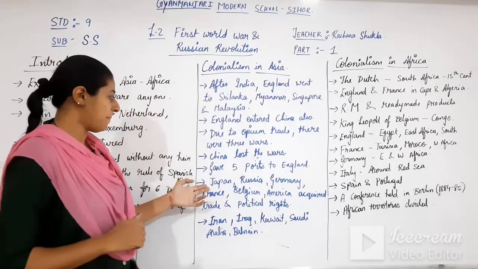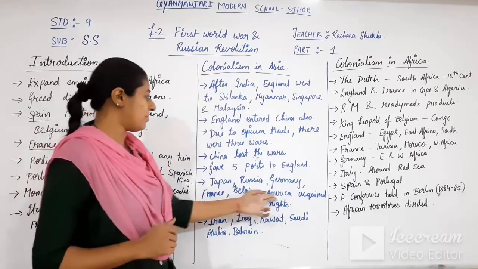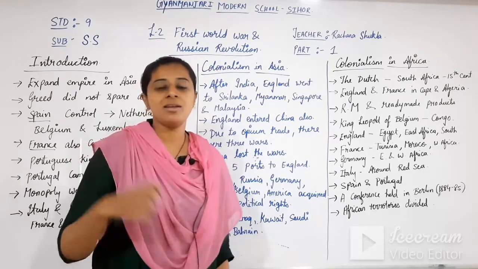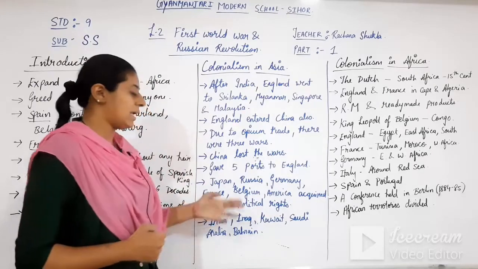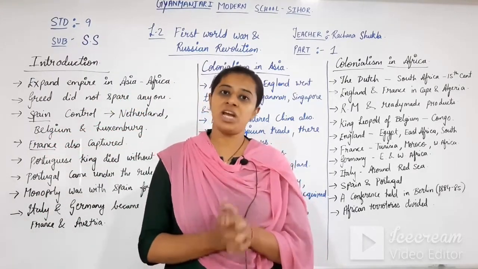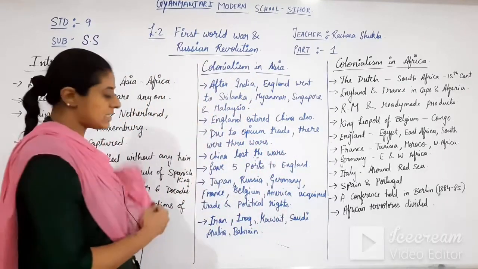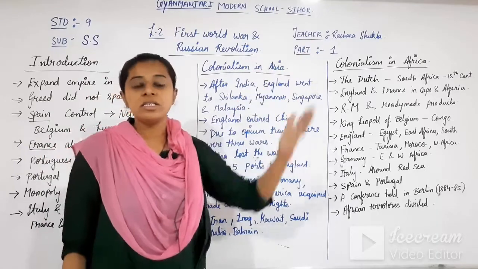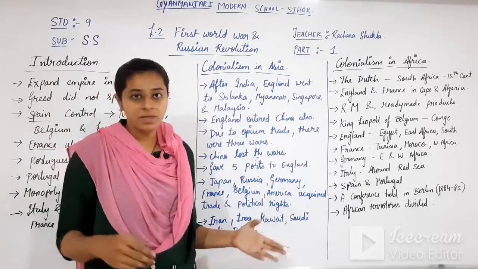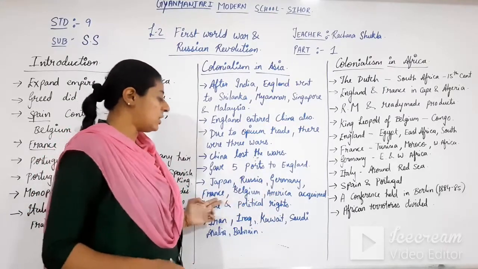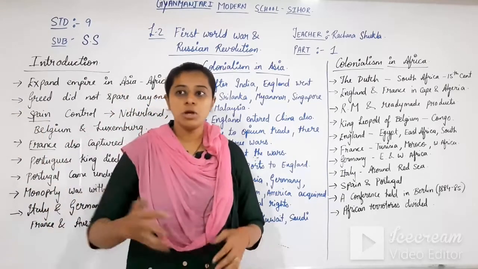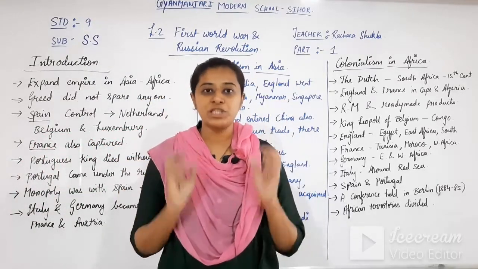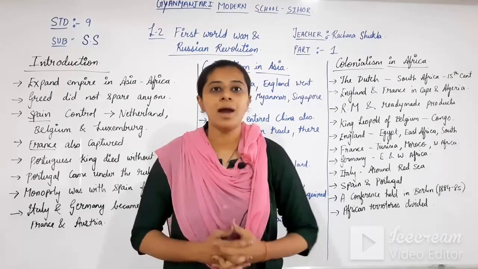Then what happened? Japan, Russia, Germany, France, Belgium, America, they came and saw that England was ruling over China. They saw that China was very weak, and they also acquired trade and political rights over different parts of China. So China was totally under the control of different countries: Japan, the neighboring country of China, then Russia, again a neighboring country from the north of China, then Germany, France and Belgium, which are European countries, and America, talking about North America and South America. All these countries captured small parts of China and acquired trade and political rights over it.